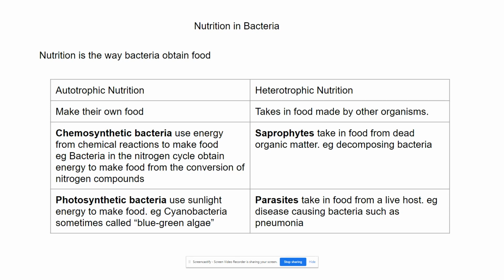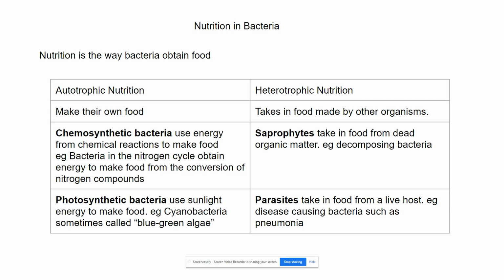On the right-hand side, we're looking at heterotrophic nutrition. These are bacteria that take in food from other organisms. I've seen this asked a number of times in exams where students are asked to name the two types of heterotrophic nutrition by bacteria. Saprophytes take in food from dead organic matter. These are the decomposing bacteria, the bacteria that will break down dead plants and animals. They're feeding on the dead remains of plants and animals.